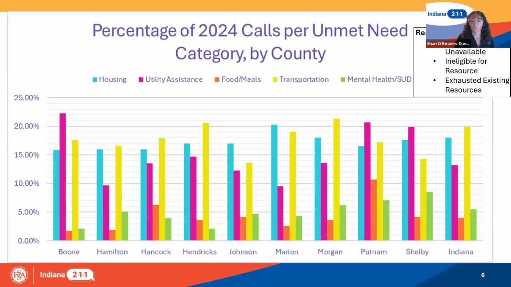Utility assistance was the greatest unmet need for Boone, Putnam, and Shelby counties, with Boone having the greatest unmet need for utility assistance at over 22% of calls. And then housing was the greatest unmet need for Johnson and Marion counties, with Marion County having over 20% of housing calls with an unmet need.